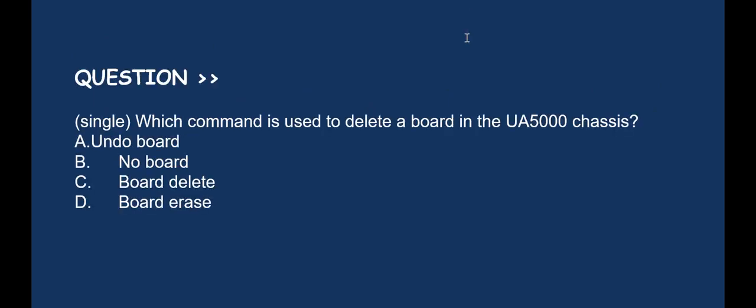Next one. Which command is used to delete a board in the UA5000 chassis? Option A, undo board. Option B, no board. Option C, board delete. Option D, board erase. This is the test question. All you need to do is to answer it in the comment.